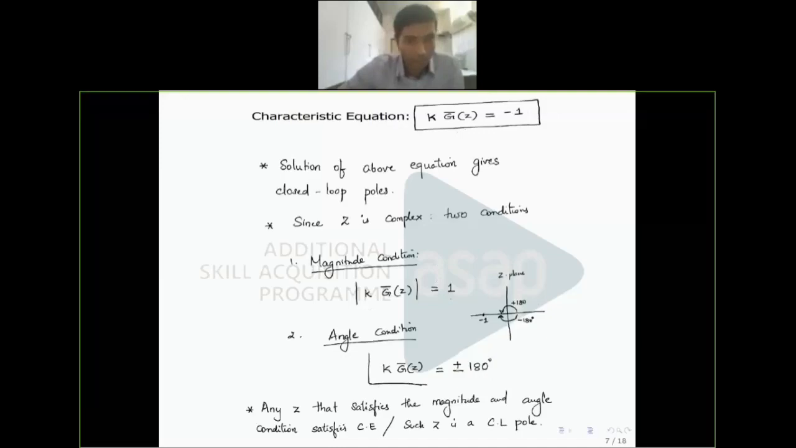So if there is any point in the z plane which satisfies these two conditions, for a given g bar z and a given k, that is, if any point in the z plane satisfies the magnitude condition and the angle condition, it is a solution of the characteristic equation, or a closed loop pole. So just understand that there is a magnitude condition as well as an angle condition.